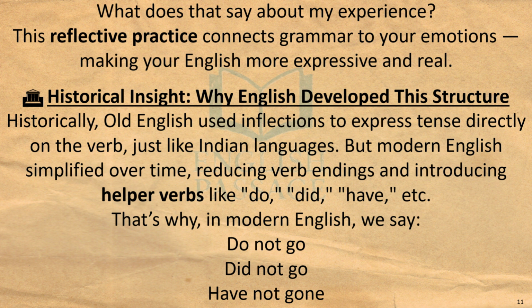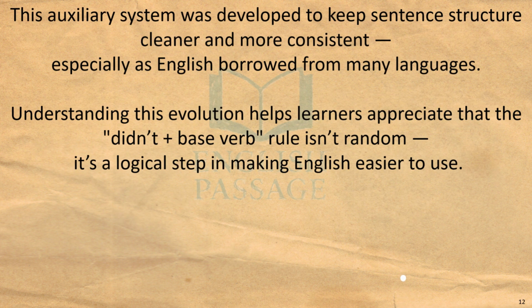That's why, in modern English, we say, do not go, did not go, have not gone. This auxiliary system was developed to keep sentence structure cleaner and more consistent, especially as English borrowed from many languages. Understanding this evolution helps learners appreciate that the didn't plus base verb rule isn't random. It's a logical step in making English easier to use.